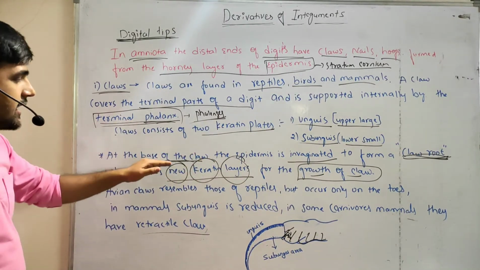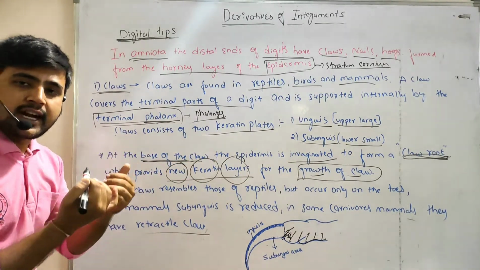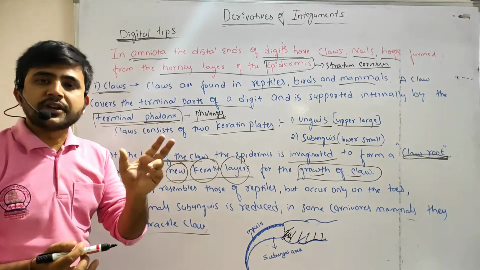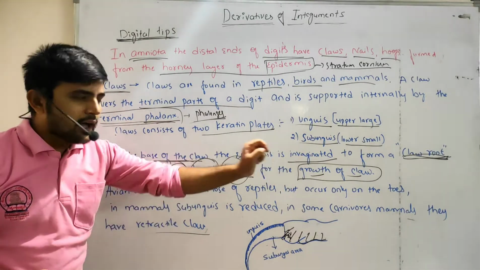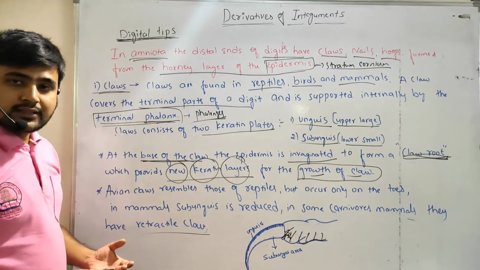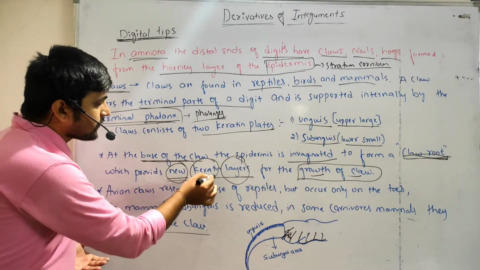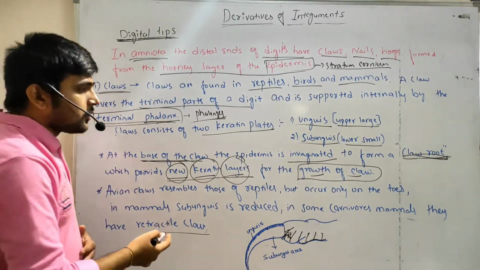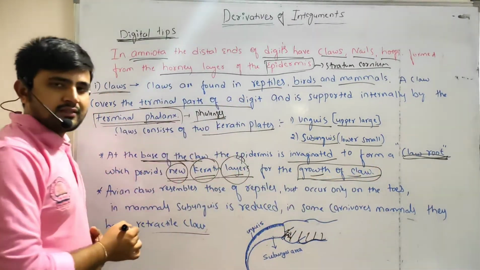So here what happens, at the base of the claw, the epidermis invaginates to form a special structure that is nothing but the claw root. What will this claw root do? It helps in the formation of the new keratin layer for the growth of the claws, right?